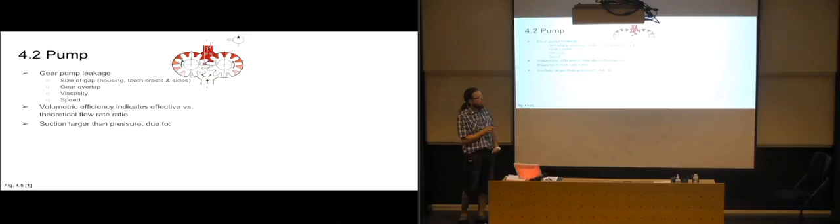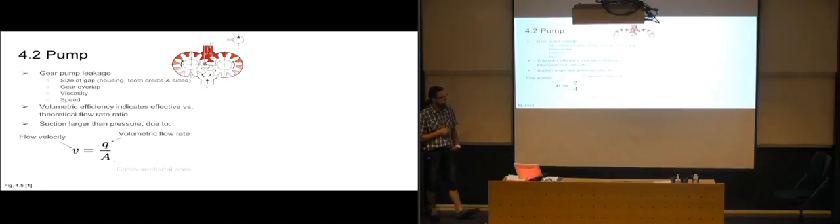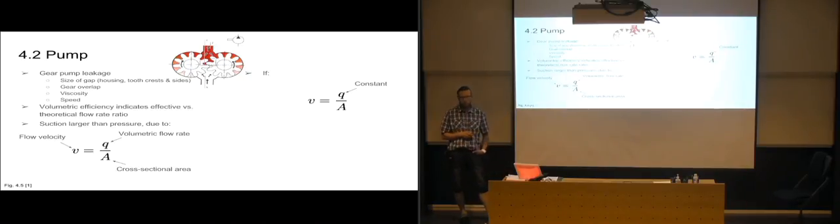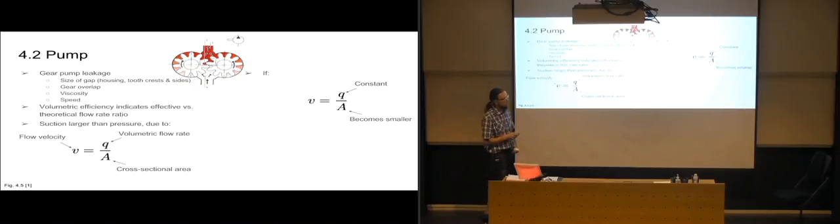And the suction can actually become larger than the pressure, because the flow rate equals velocity multiplied with cross-sectional area: flow velocity, volumetric flow rate, and cross-sectional area. And if the flow rate remains constant, but we are decreasing the cross-sectional area, then we will get a greater velocity. And that is basically what's happening here.